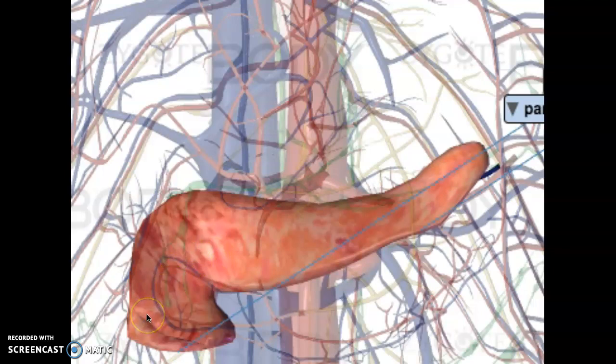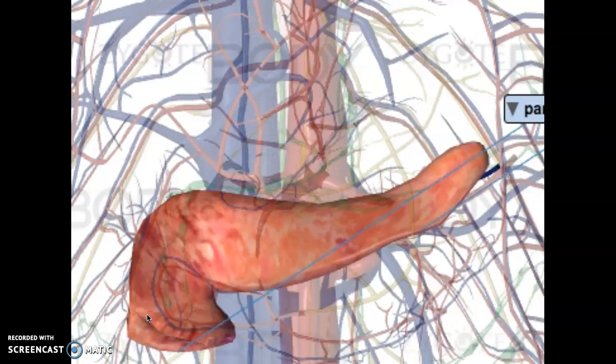empties into the duodenum. The function is essentially that, when we eat, our parasympathetic nervous system and hormones increase the pancreatic secretion of what's called pancreatic juice. This juice is produced by pancreatic cells, which are called acinar cells.